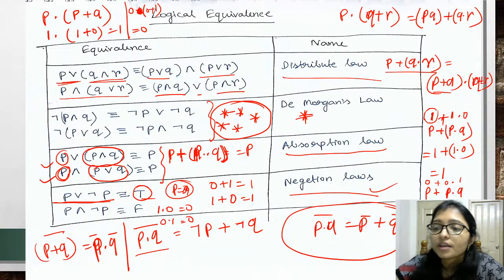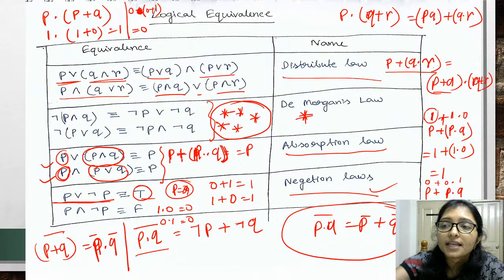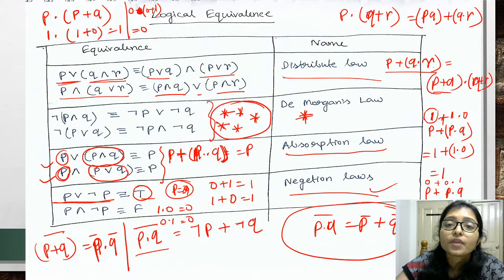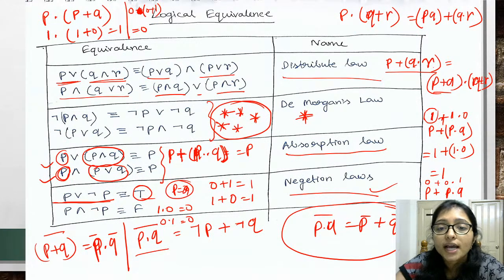Clear? Riddhima, now how to apply the formula? From yesterday you were asking how to apply the formula, so it is clear to everyone. Any doubt in any formula? Identity law, domination law, idempotent law, double negation law, commutative law, associative law, distributive law, De Morgan's law, absorption law, negation law. All laws are clear.